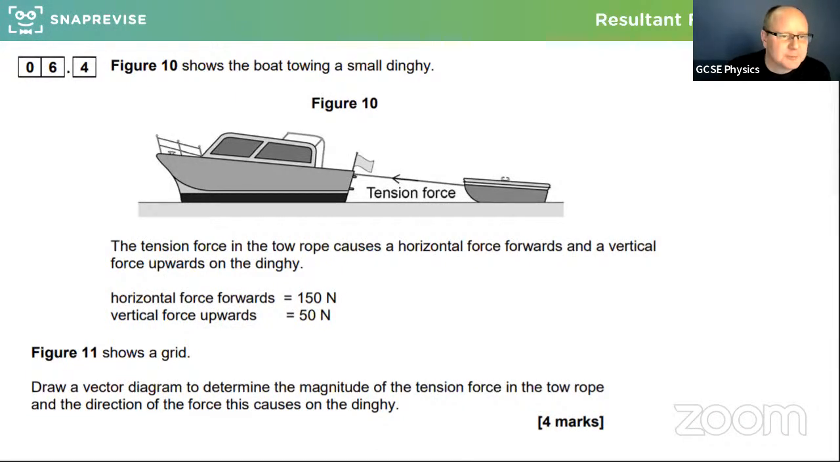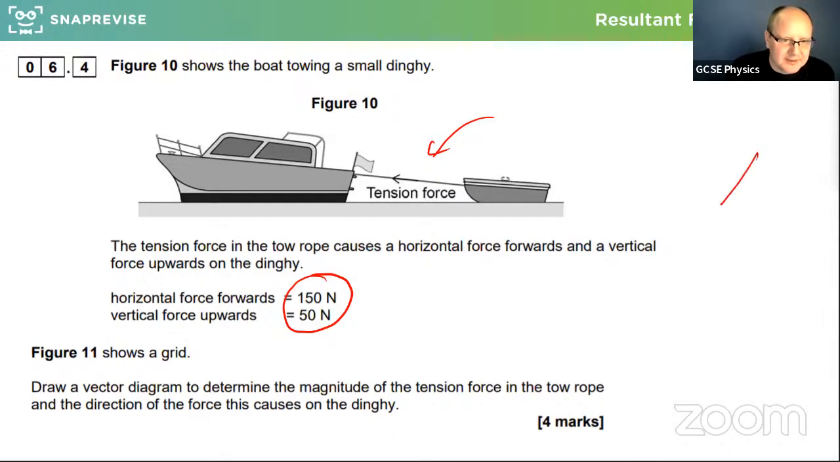So we've got a boat towing a small dinghy. We've got a rope there with a tension force in it. It's clearly at an angle. The tension force in the tow rope causes a horizontal force forwards and a vertical force upwards on the dinghy. And it gives you what those two forces are. Draw a vector diagram to determine the magnitude of the tension force in the tow rope and the direction of the force this causes on the dinghy.